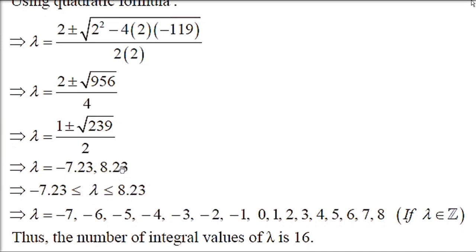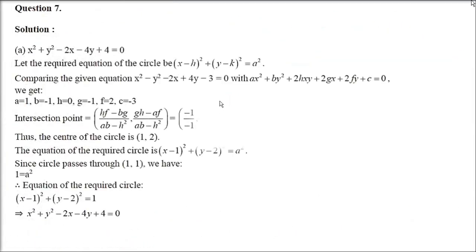So the question is asked about lambda, which is integral. Integral values are those values which do not have any decimal part or fractional part. So after minus 7, minus 6 will come, minus 5, minus 4, minus 3, minus 2, minus 1, 0, 1, 2, 3, 4, 5, 6, 7, 8, no 9. Why? Because it's just 8.23. If you just count it, it will be 16.